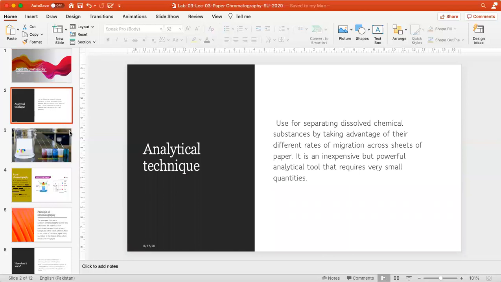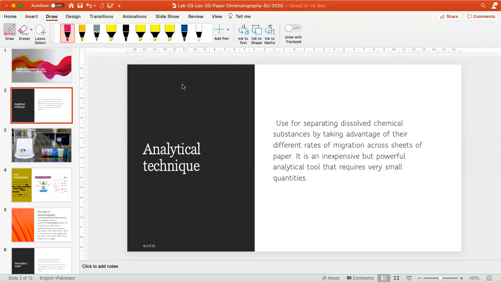This is a typical analytical technique which is used for the separation of dissolved chemical substances. But the main point is that here we can take advantage of the different rates of migration across sheets of paper. You know, if we apply some sample, and the sample is a mixture of so many things, every component of that mixture has its own mobility speed.